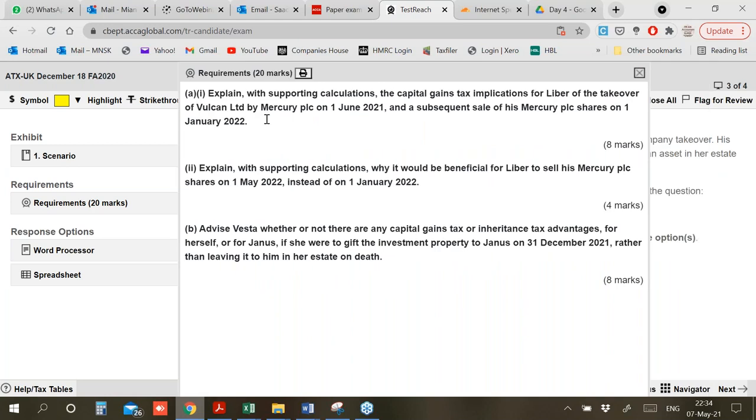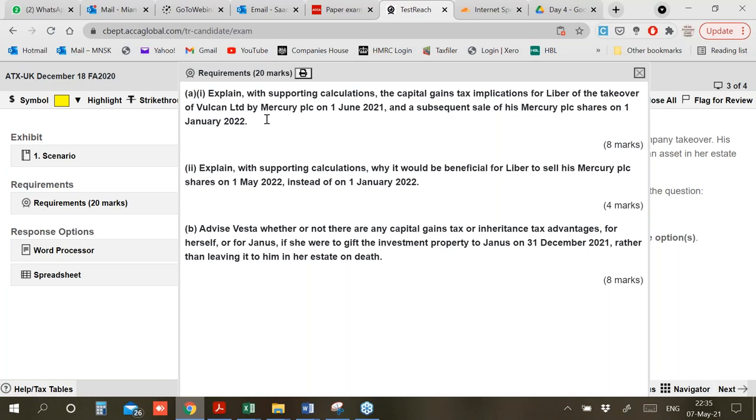Explain with supporting calculation the CGT implications for LIBOR for takeover of Vulcan Limited by Mercury plc on 1st June 2021 and a subsequent sale of his Mercury plc shares on January 22. So we have to tell the CGT implications along with supporting calculations, and the topic relates to takeover. We'll discuss takeover in a bit.